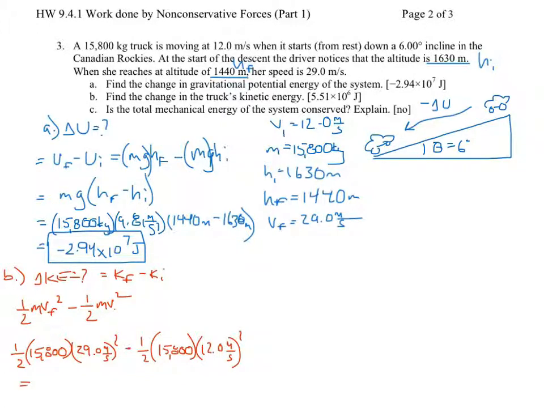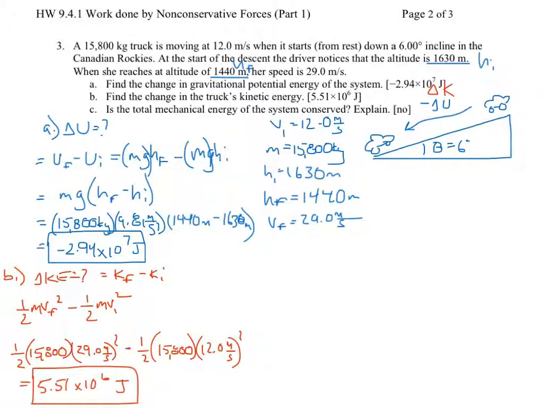So what do we get for a change in kinetic energy? I'm going to punch these in and see if you get the same thing that I get. Well, I get 5.51, if you do this in scientific notation, by the way, 5.51 times 10 to the 6th joules of kinetic energy. And so it makes sense that that should be positive because as you go faster and faster and pick up speed, this mass gains kinetic energy. So what it loses in potential energy, it gains in kinetic energy.